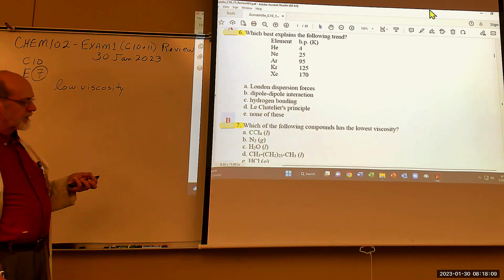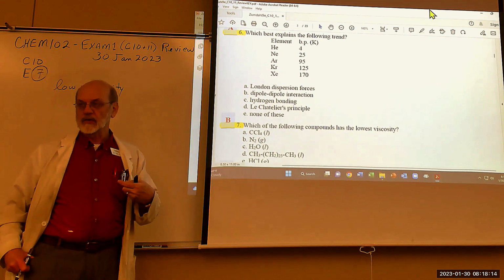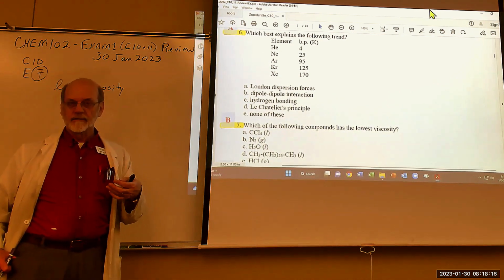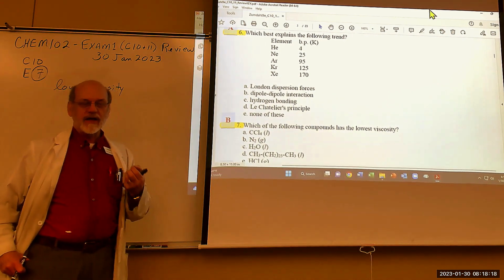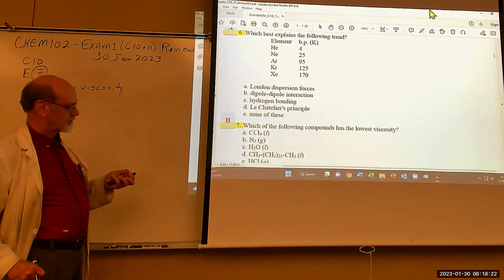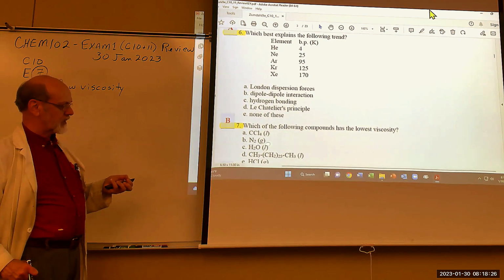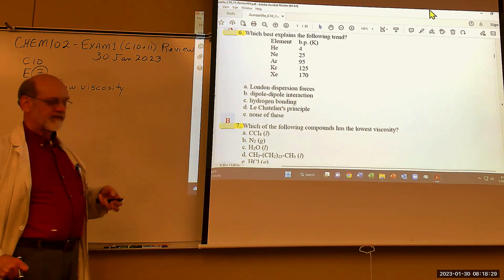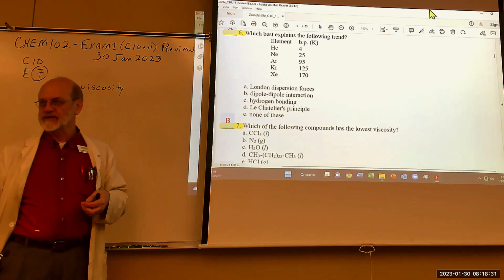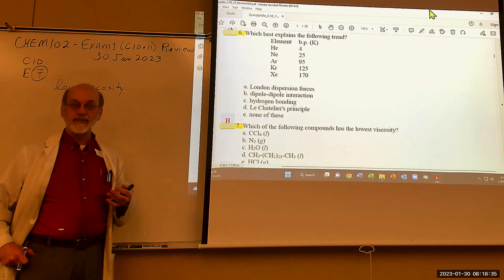This one is nonpolar overall, but each one of those bonds is polar, carbon to chlorine. So on a localized level, you do get some interaction here. But this one is definitely London dispersion only. The least viscous is nitrogen. Nobody thinks of a gas as being viscous, but it can be measured.